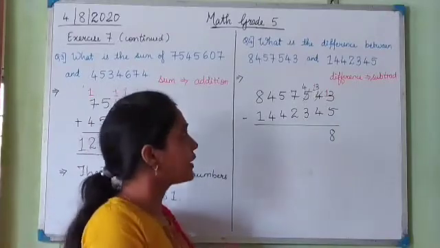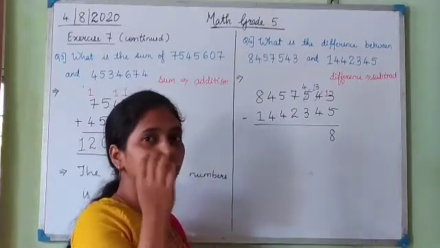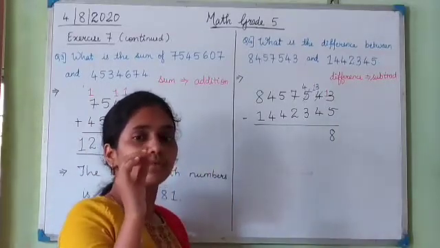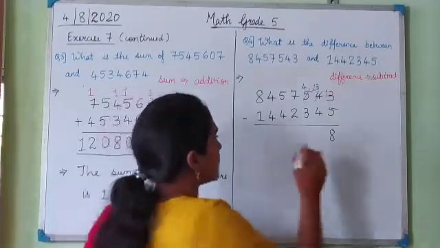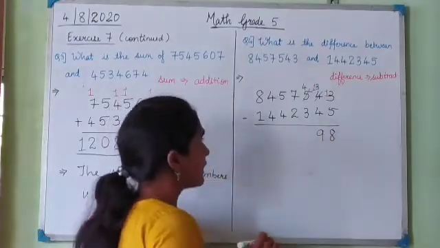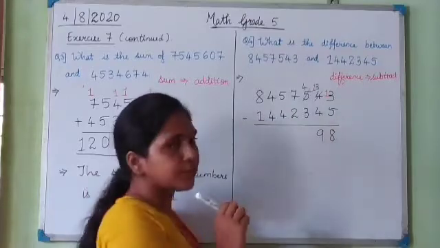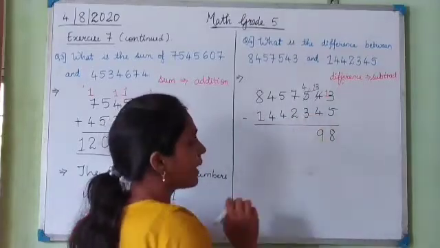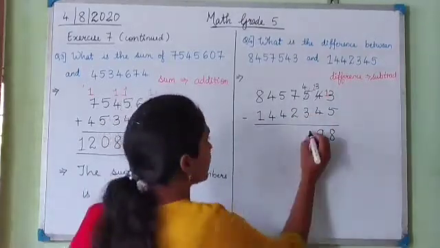So after 4, count till 13. 5, 6, 7, 8, 9, 10, 11, 12, 13. 9. Okay. So the answer to 13 minus 4 is 9. Now go to the hundreds place. 4 minus 3. 4 minus 3 is how much? 1. So we write 1.